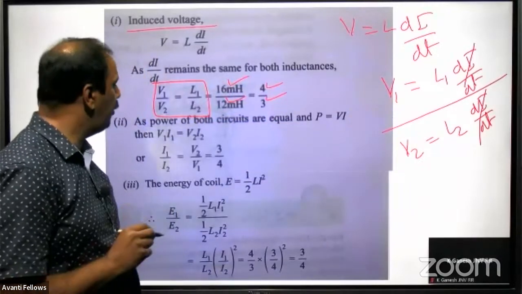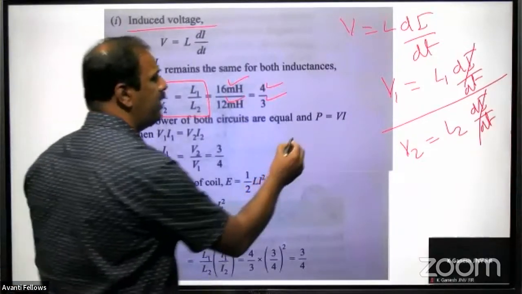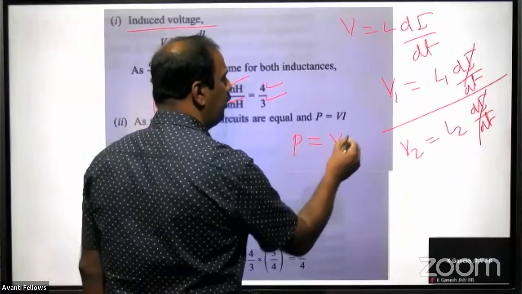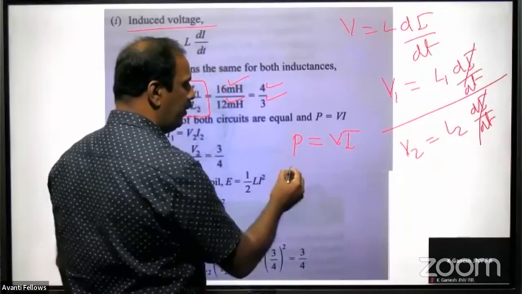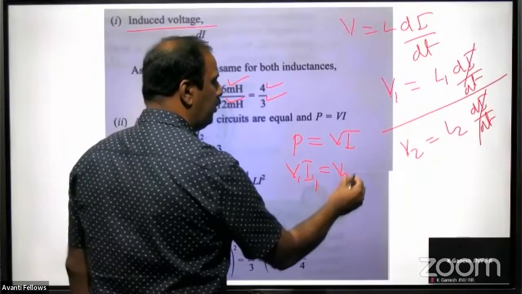Now we'll think about the power. Power is also the same, as given. Power P is equal to V into I. So we can write V1 I1 is equal to V2 I2.